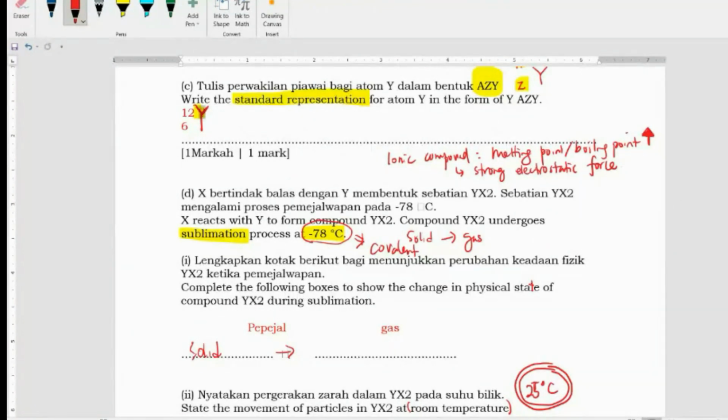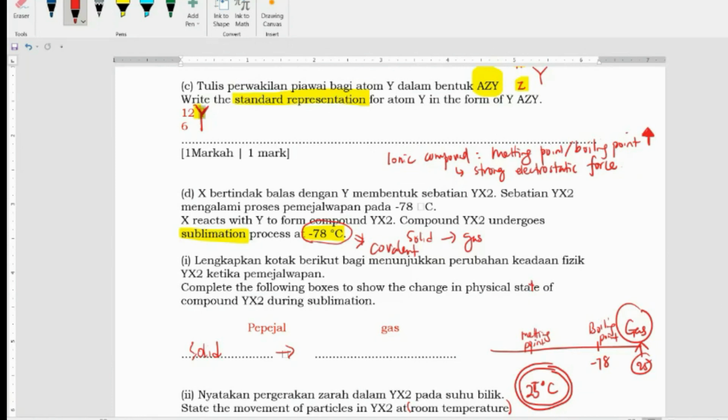Kalau masih ingatlah last week saya ada suruh kamu buat macam ni kan? Ini melting point, in boiling point, right? Okay, so here, sublimation means overcome the, actually more than gas already lah, -78. Okay, so here is a gas, right? So 25 is somewhere here, so it's a gas, right? Because it changed to gas already, 25.